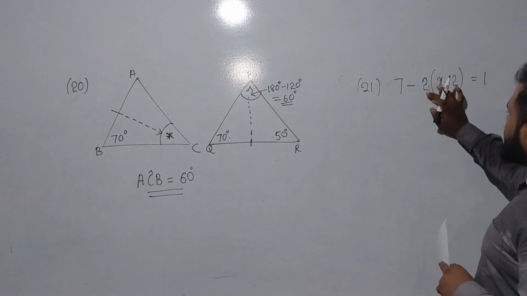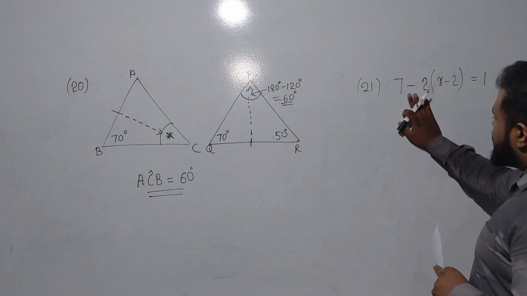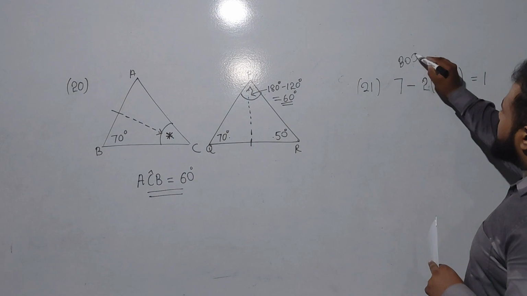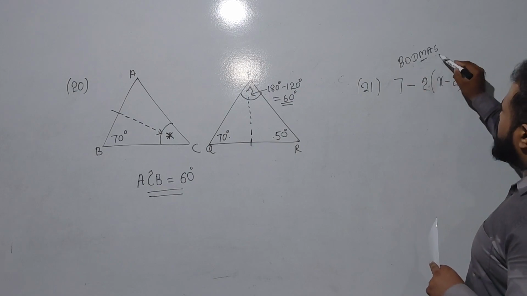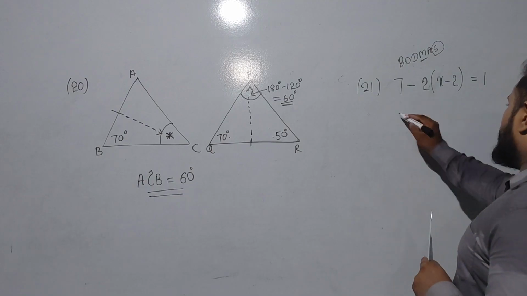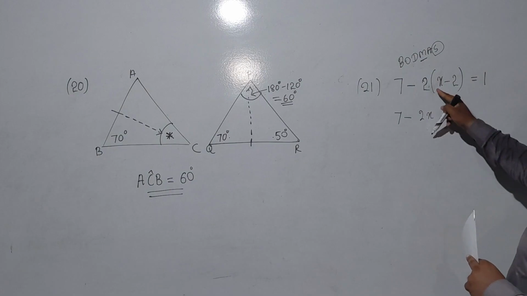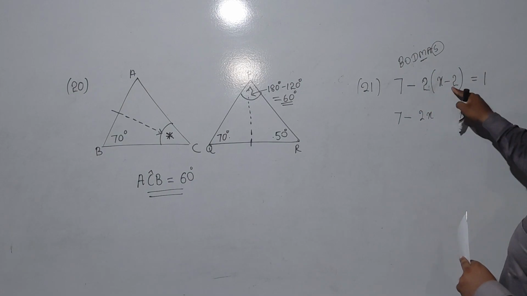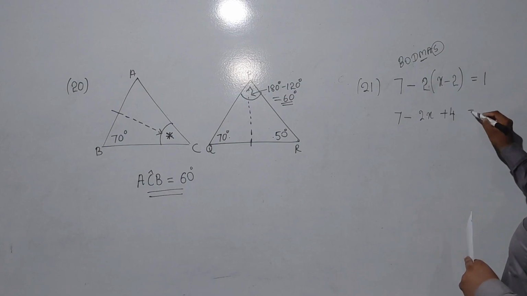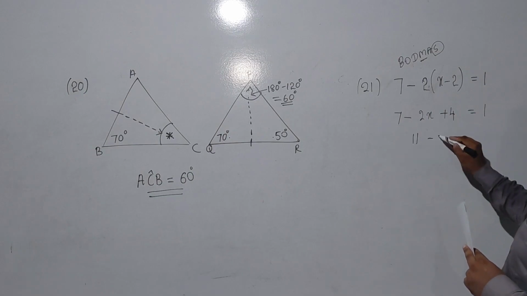So according to BODMAS, we do multiplication before subtraction. So 7 minus 2 into x, 2x, 2 into minus 2, here minus 2 into minus 2 plus 4 equals 1. Now this 7 plus 4 becomes 11. This minus 2 becomes minus 2x.